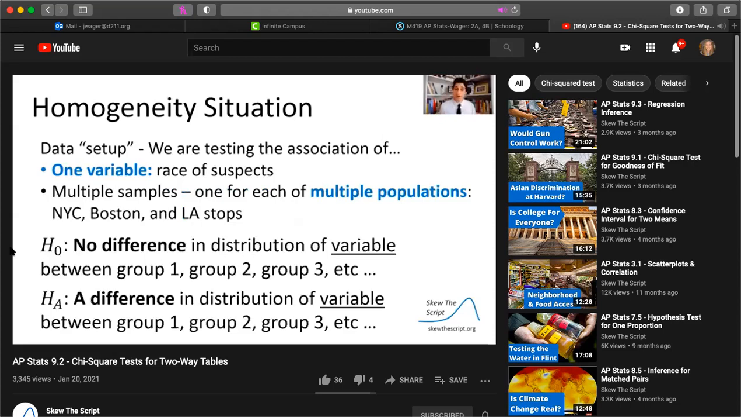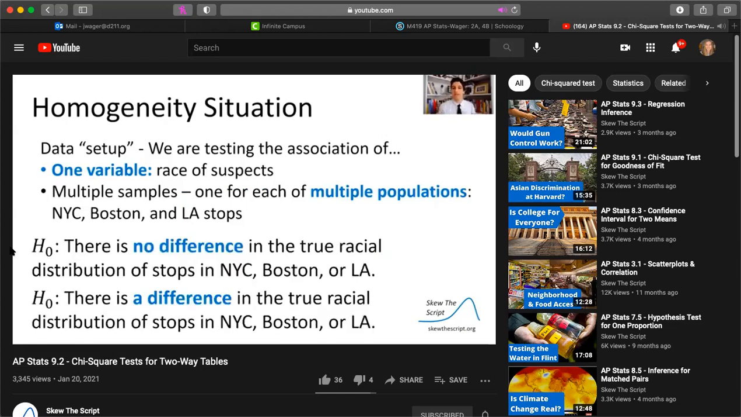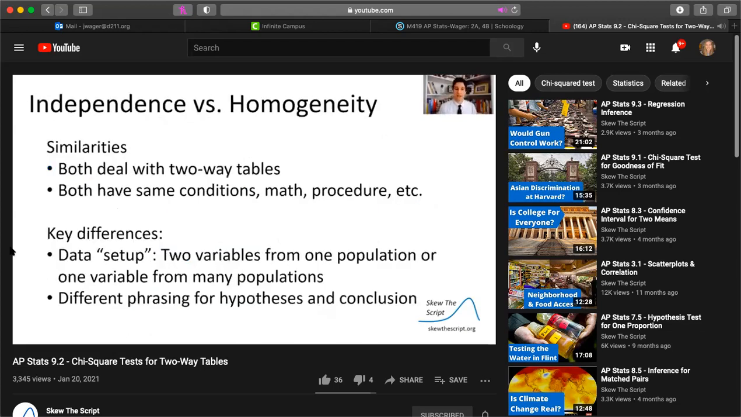The way we write the null and alternative hypotheses here is that there's no difference in distribution of that variable between groups 1, 2, and 3 samples, and there is a difference in the alternative. In this case, that would be there's no difference in the true racial distribution of stops in New York City, Boston, or LA. Or alternatively, there is a difference in the true racial distribution of stops in New York City, Boston, or LA. So these tests are very similar. They both deal with 2-way tables. We have the same conditions, math, procedures, etc. So the statement would be very similar. The only difference is the data is set up differently, and we have a differently phrased hypothesis, and therefore a differently phrased conclusion.